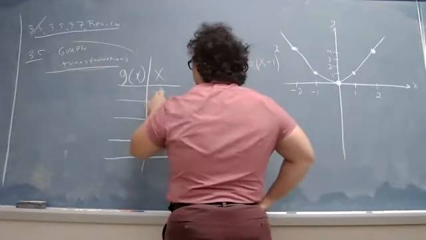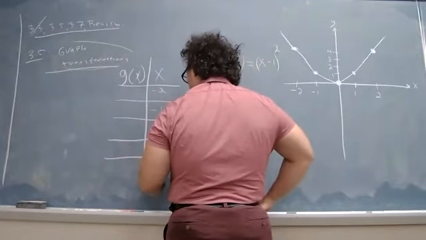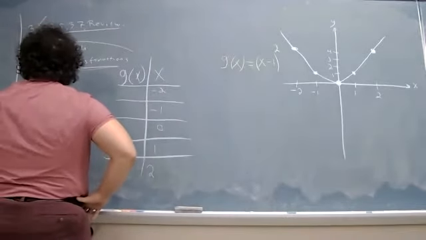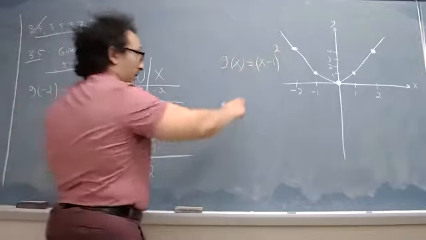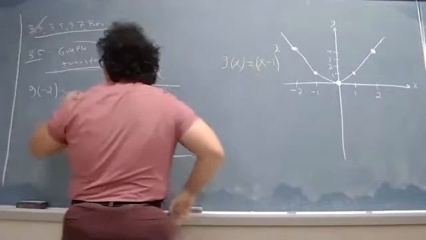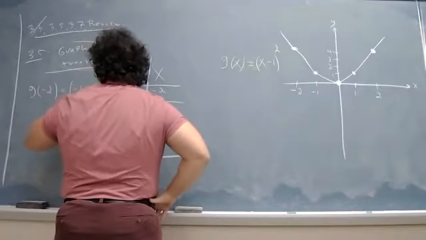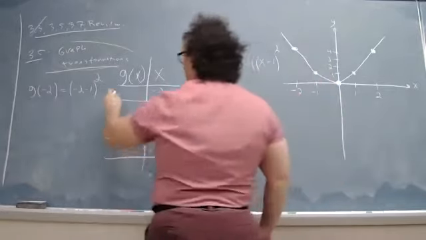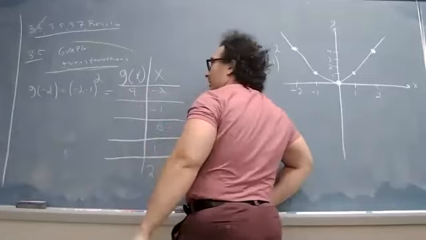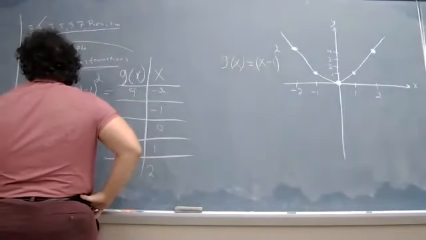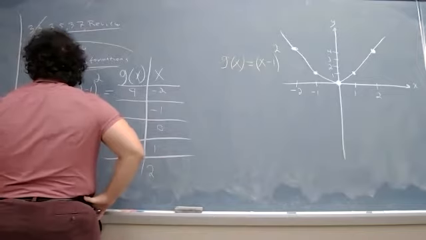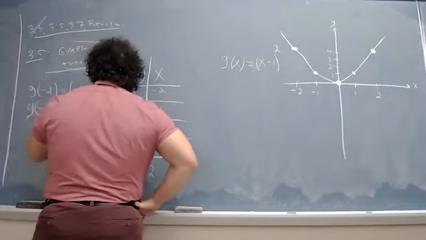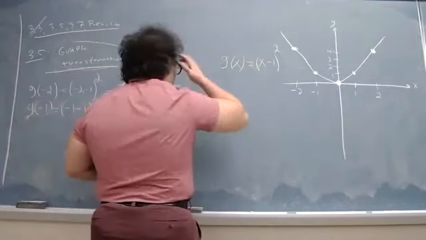We'll pick some points, let's say -2, -1, 0, 1, and 2. What is g of -2? It's just whenever I replace our x with a -2. So it's -2 minus 1, all of that squared. But that equals -3 squared. And -3 squared is +9. So I put a +9 here. What is g of -1? Oh, well, that's just my -1 minus 1 all squared. But that's -2 squared. -2 squared is +4.